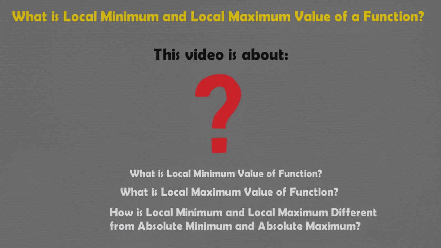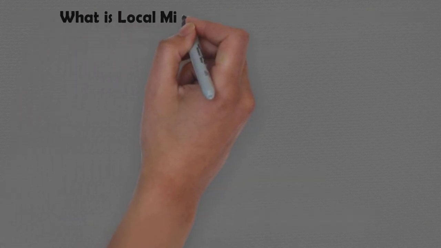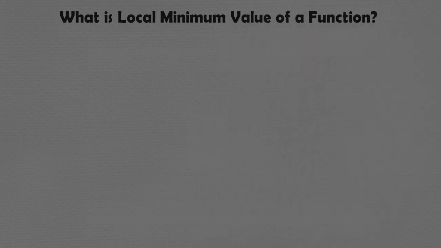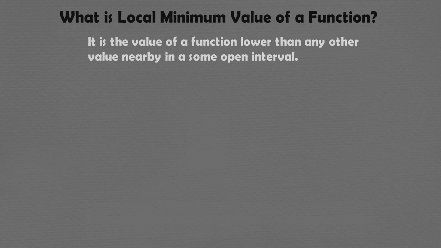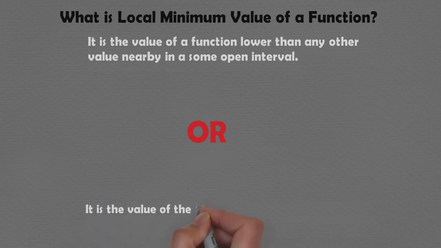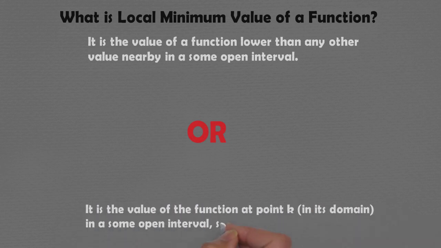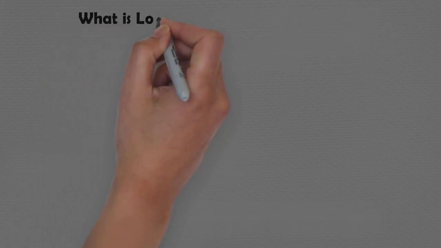So let's begin. The first question: what is local minimum value of a function? It is the value of a function lower than any other value nearby in some open interval. Or a more mathematical definition can be that it is the value of a function at a point k in some open interval such that f of k is less than or equal to f of x. If this condition is satisfied, f of k is then the local minimum value of the function.